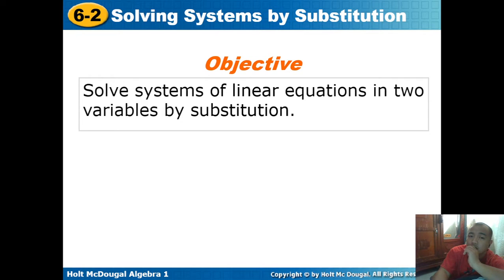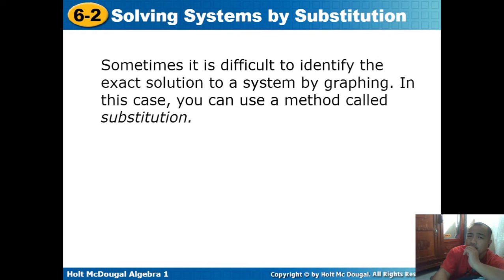Objective: solve systems of linear equations in two variables by substitution. Sometimes it is difficult to identify the exact solution to a system by graphing. In this case, you can use a method called substitution. Kasi by graphing, not so exact yung points of intersection. Diba? Pwede yung fraction or decimal form. So it's not exact whole number. So aside from graphing, we can also use substitution method in solving systems of linear equations.